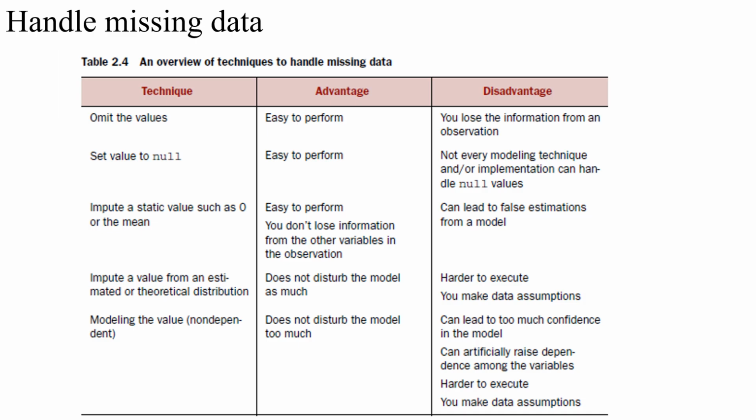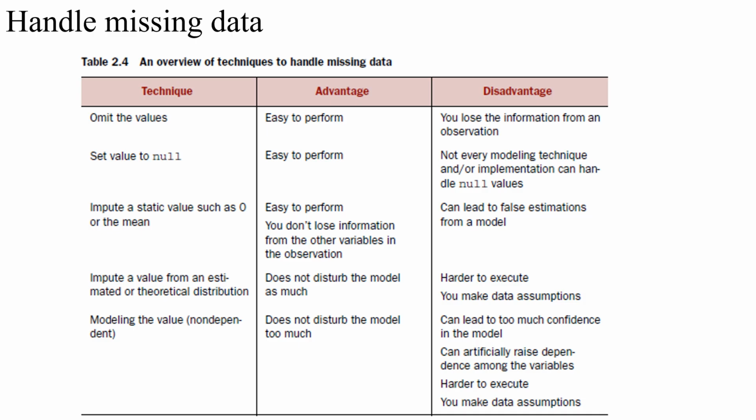Then impute a static value such as 0 or the mean. So instead of omitting it or making it null, we can impute a static value which doesn't vary, or a mean value. We can put the substitute as a mean value. It is also easy to perform and we don't lose any information, but it can lead to false estimations, because if you replace missing values with the mean value, definitely it leads to false estimations. So again, care should be taken.